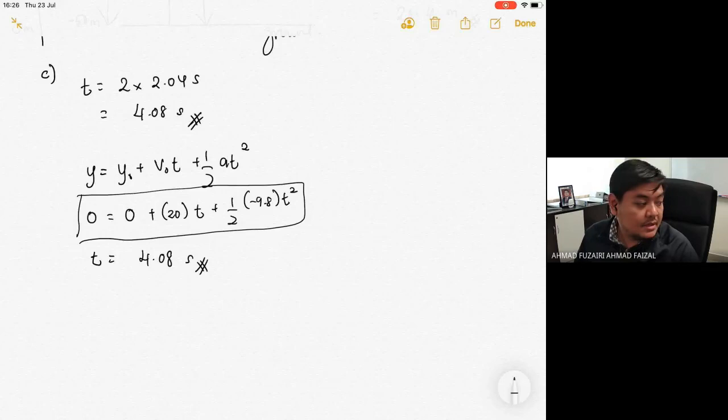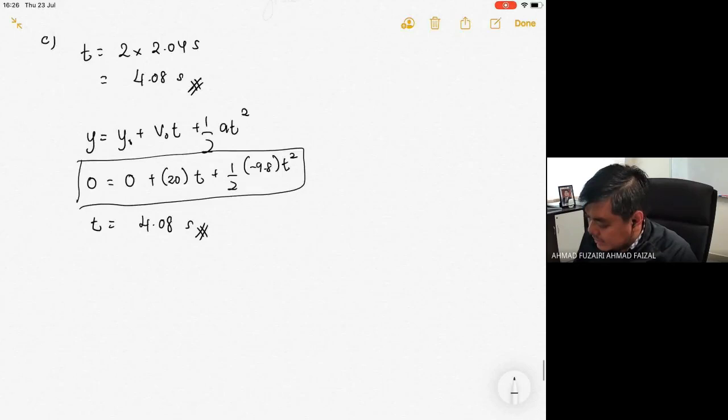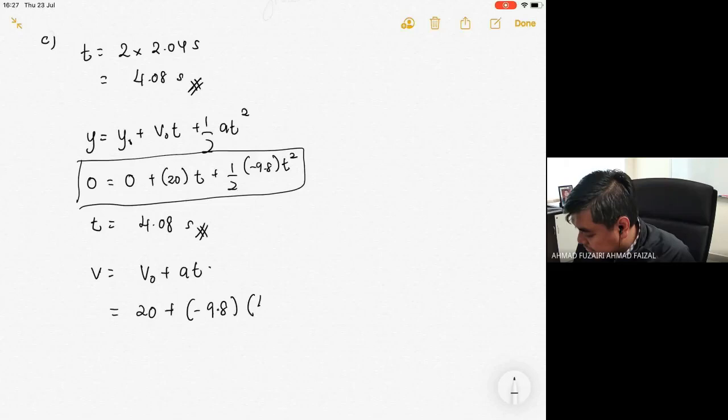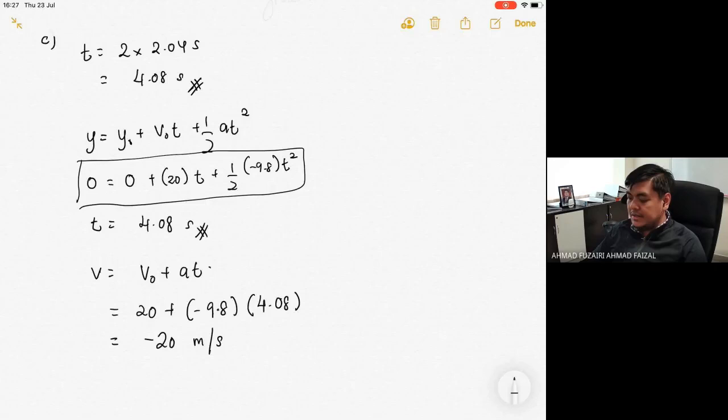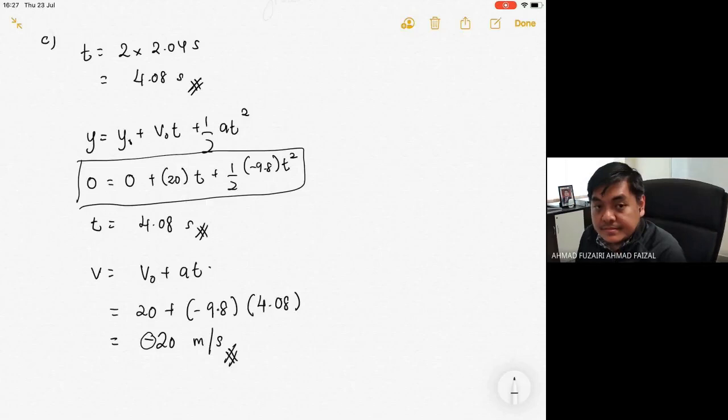How about the velocity of the ball at that instant? Now you are using v equals v naught plus at, so 20 plus negative 9.8 times 4.08 seconds to get negative 20 meters per second. Negative 20 meters per second. You must put negative because the velocity is on the way down. On the way down, the velocity becomes negative. Okay, that is for part C.